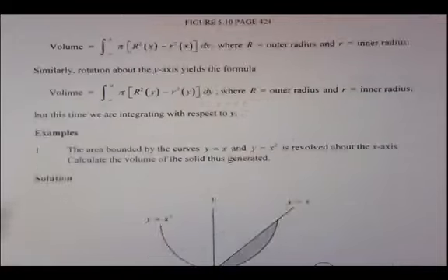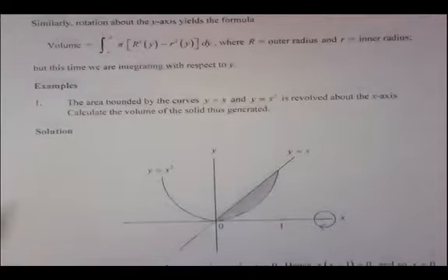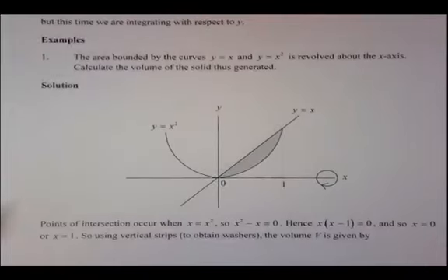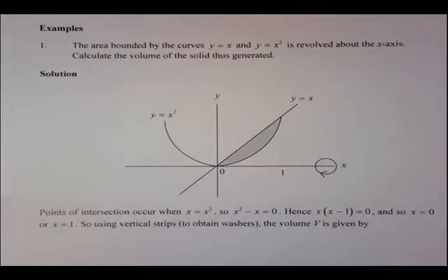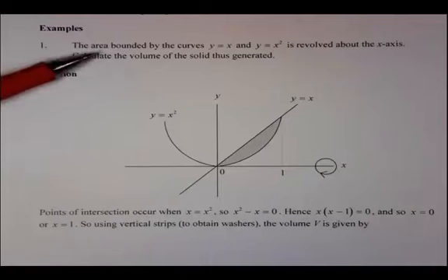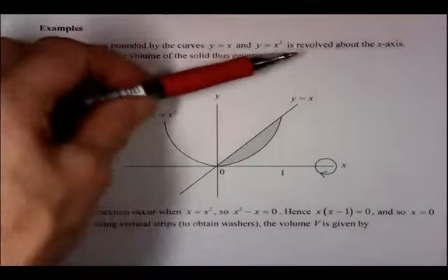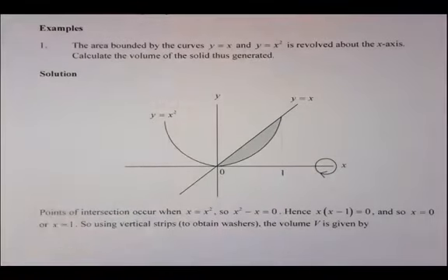Let's look at an example. Standard example for this sort of thing. We have two curves, two very simple ones, y equals x, straight line, slope 1, and y equals x squared, a friendly parabola. And they're graphed there for you to see them. And it says here the area bounded by these curves is revolved around the x-axis. The first thing is to find what the area is that is bounded by those two curves.